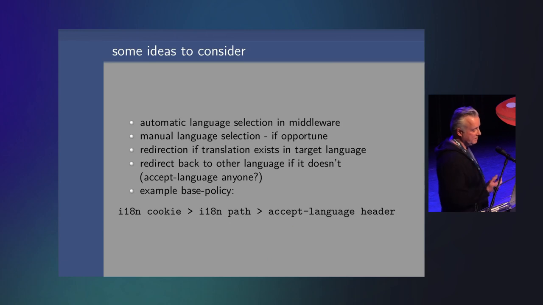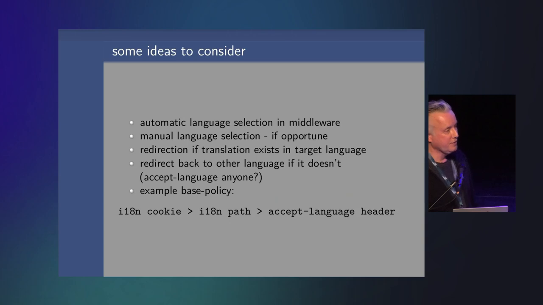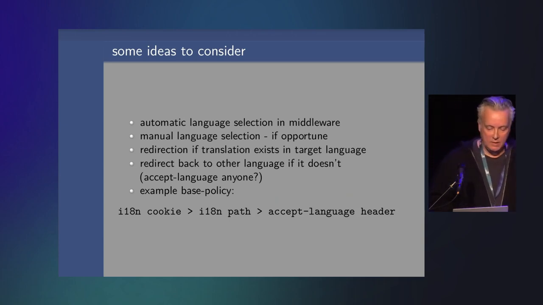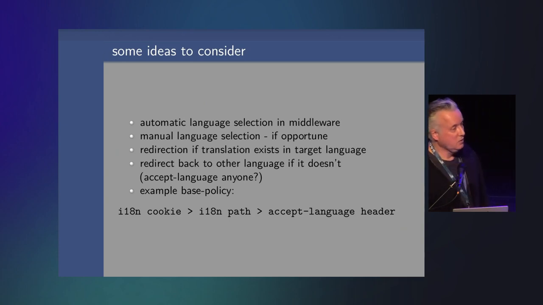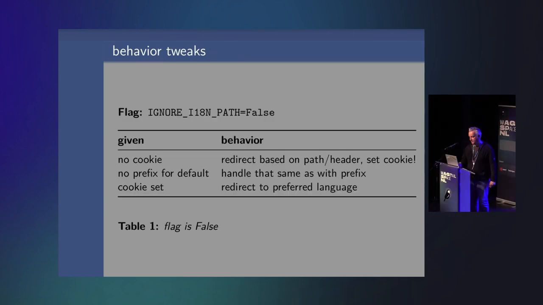So stuff like that. I came up with a simple example policy chain here where I say, okay, let's first look at some kind of cookie where people actually have indicated that they always want a certain language. If that doesn't work, you might want to look at the path if that's relevant for your situation. And if that doesn't give you an acceptable language either, use the header. But always use the header in the end. So we might even tweak that a little bit.